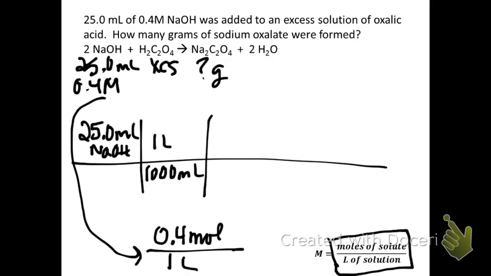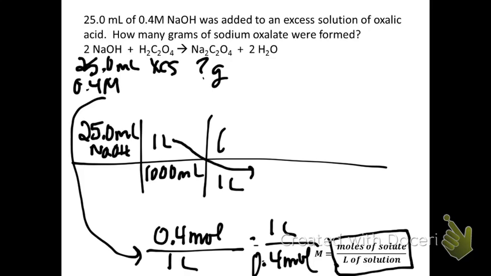Now that you have liters, you can flip this 0.4 moles per liter any way you want to fit it into your conversion. So you can say there are 0.4 moles per liter, or you can say per liter there are 0.4 moles. Now if you look at your grid, right now liters are on the top. You want liters to go on the bottom. So you're going to say 1 liter is 0.4 moles. That's the way it works for you. Now that's 0.4 moles of sodium hydroxide.